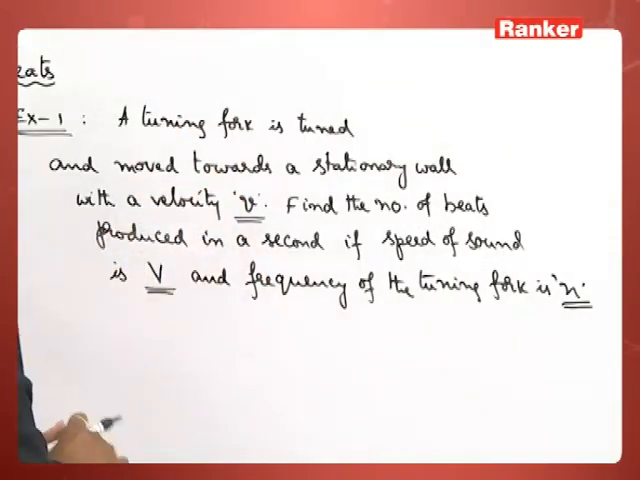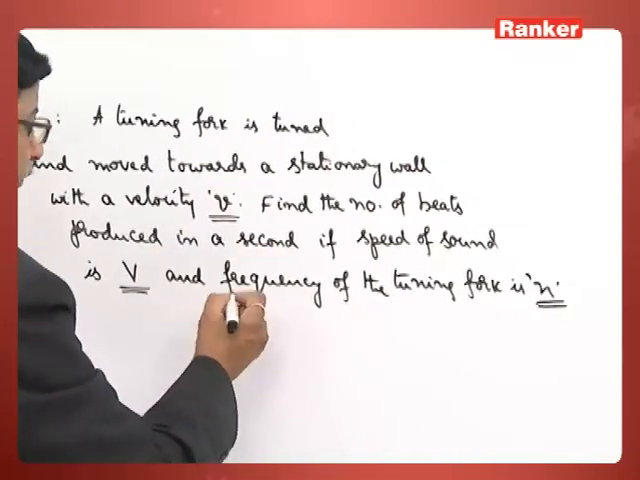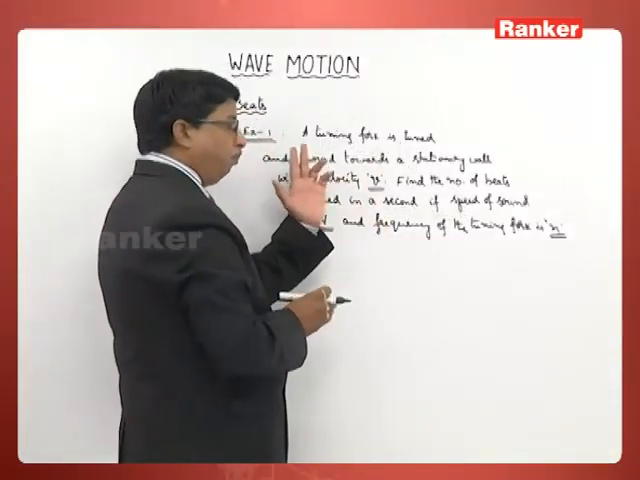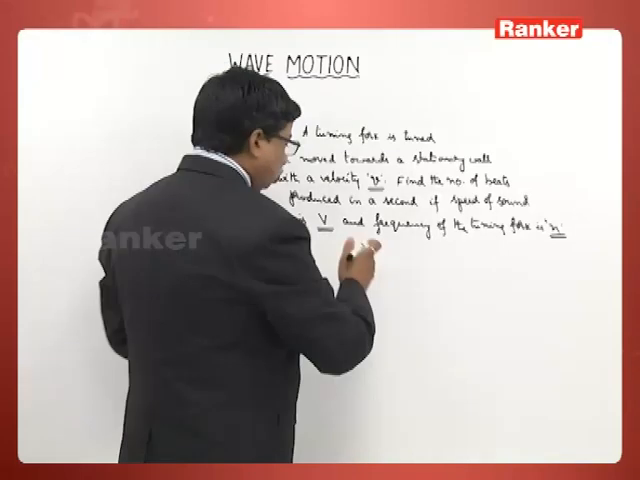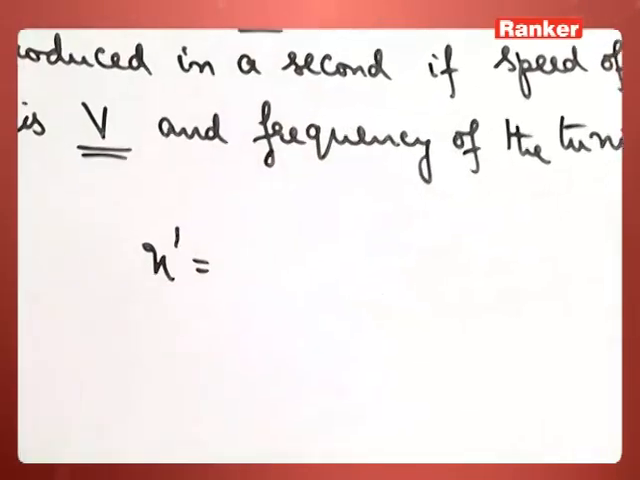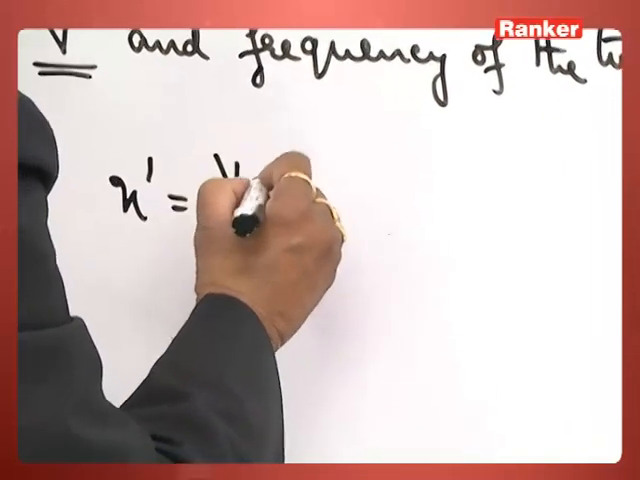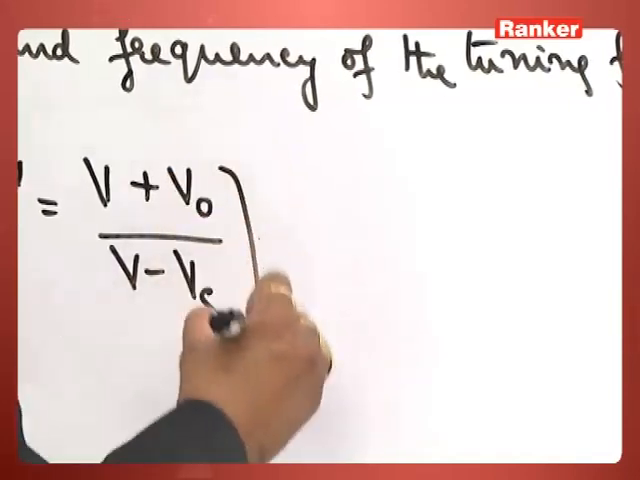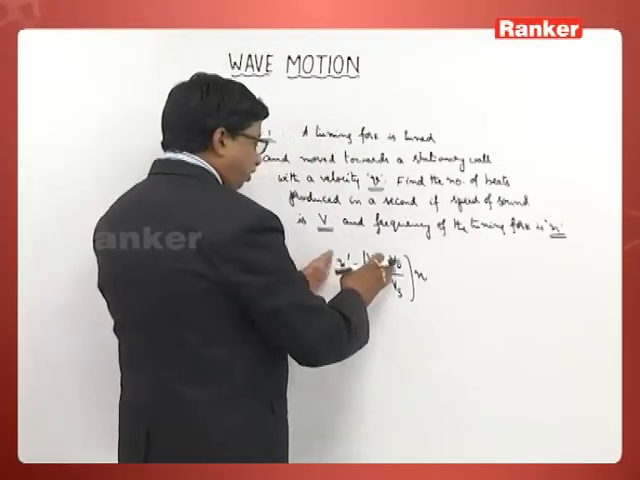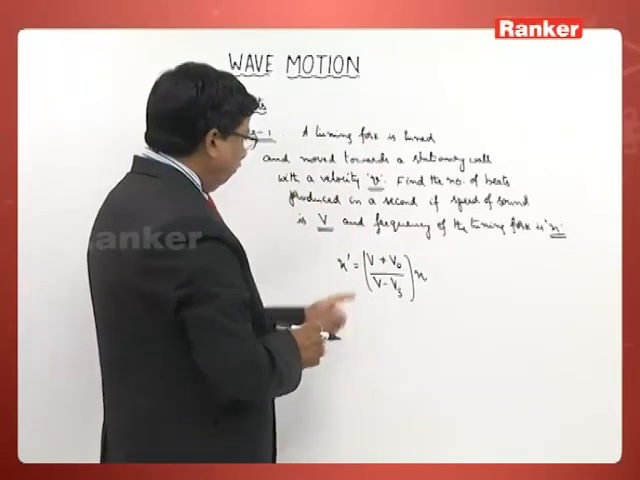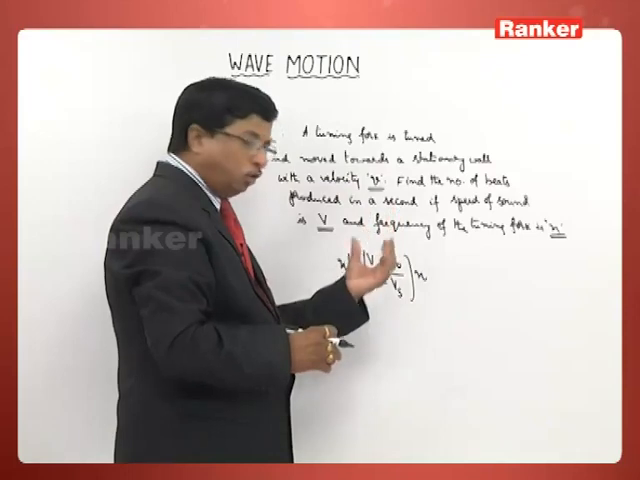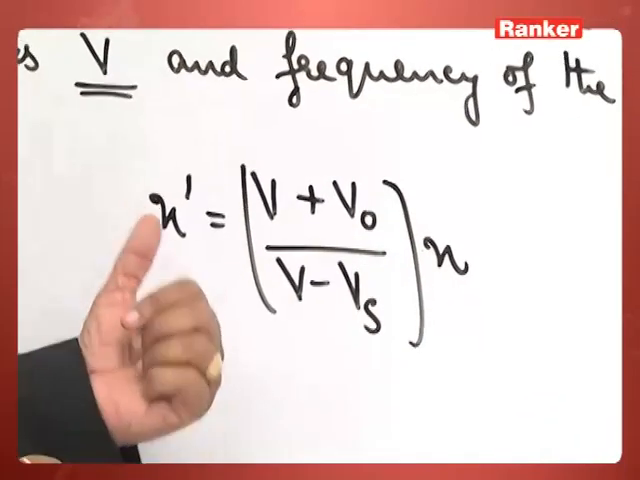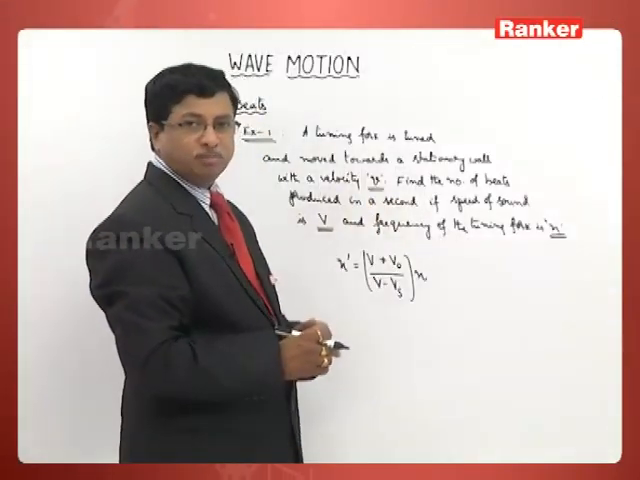Now, if you consider this, what would be the frequency of the sound when this is moving towards the wall? We can understand the apparent frequency can be taken in this way: (V plus Vo) by (V minus Vs) into N. This is the usual formula from the Doppler effect. When source and observer are both coming closer, this is the equation we have taken, and that equation is valid over here to calculate the apparent value of frequency.